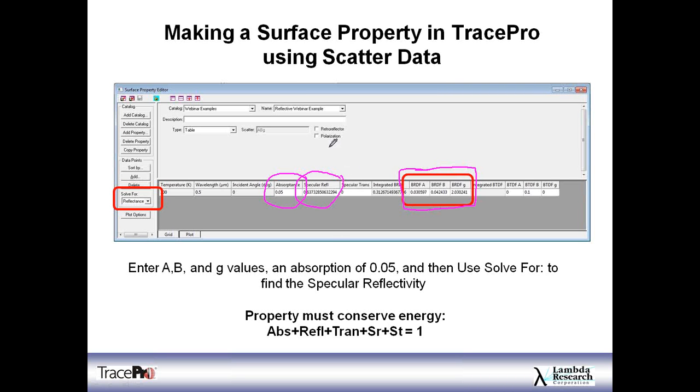In TracePro, the one thing you have to remember is that the property must conserve energy. So absorption plus specular reflection plus specular transmission plus scattered reflection plus scattered transmission have to equal 1. If we add up this absorption, specular reflection, and integrated BRDF, that'll work out to 1. And this little solve for button allows the program to do the calculation for you.